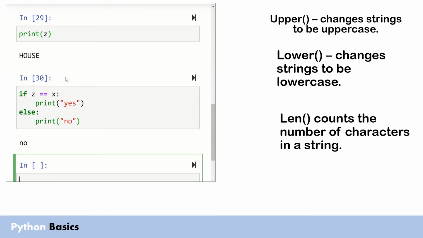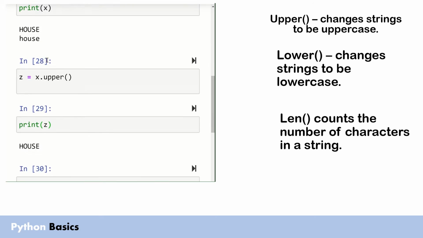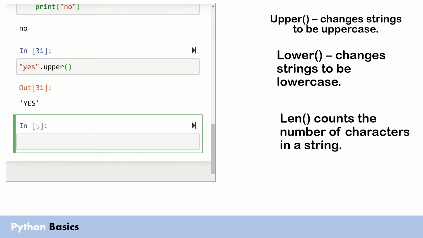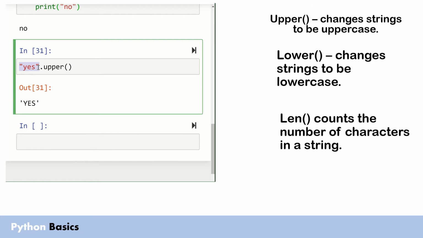So upper and lower can be used by putting the name of the string followed by a full stop followed by the command. I can do that directly to a string as well. So I can go, I don't know, something like this. And what will happen is it makes that string uppercase. So you don't actually have to use a variable directly. I can use a string directly as well.